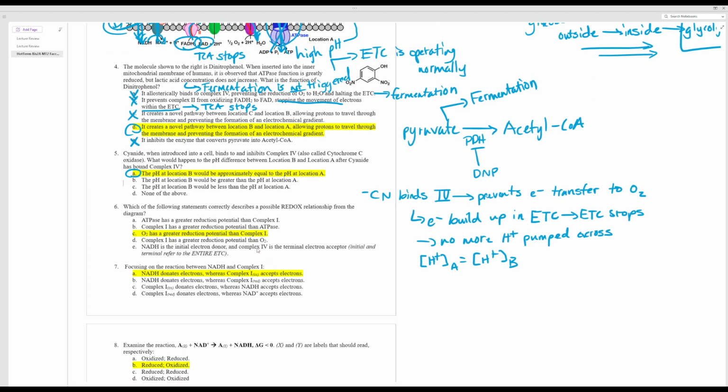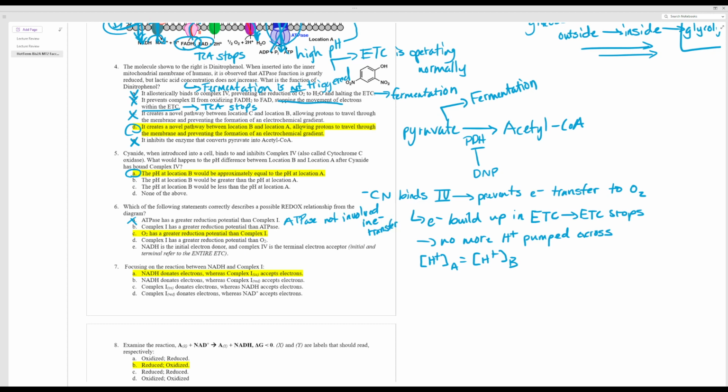Which of the following statements correctly describes a possible redox relationship from the diagram? A, ATPase has a greater reduction potential than complex 1. Is ATPase involved in electron transfer? No. So ATPase is not involved in electron transfer.